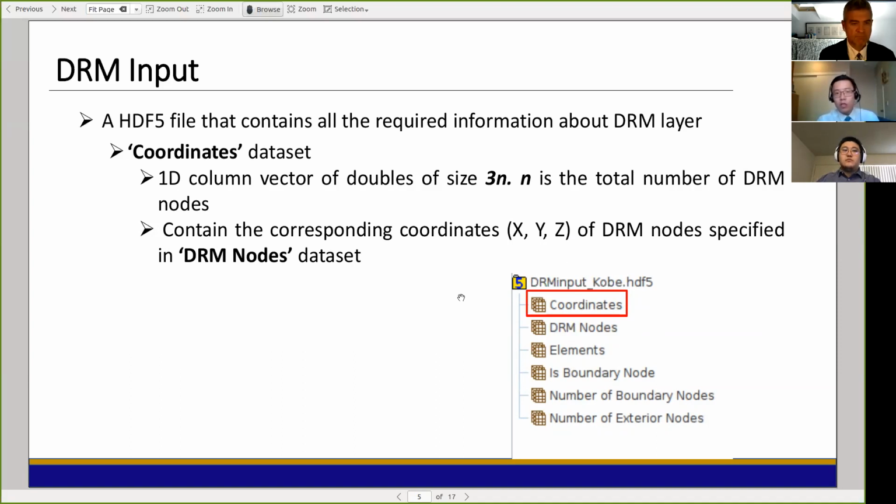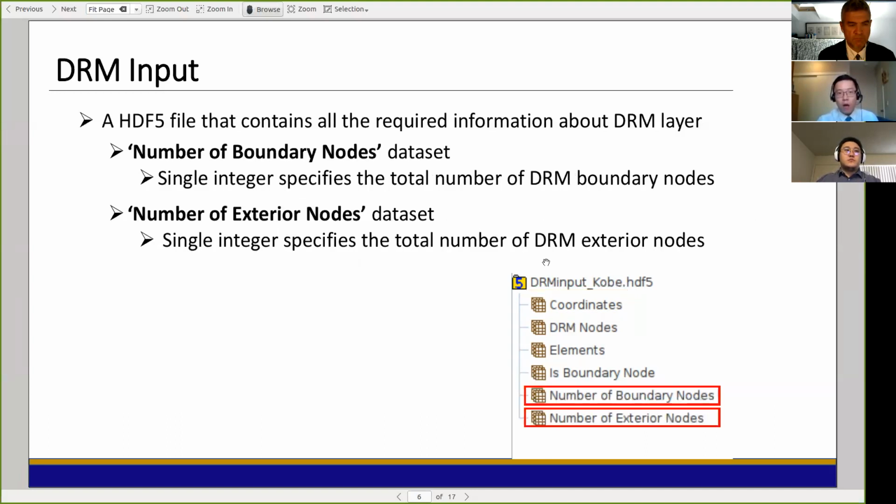This is also very important, because different nodes correspond to different locations at different depths in the ground, and they will be used to generate the motions at that depth. So you need to specify the coordinates according to the order of the different DRM nodes as you defined in this DRM node dataset.